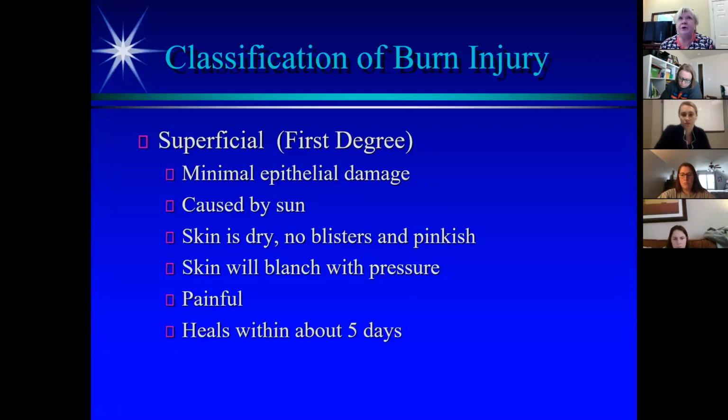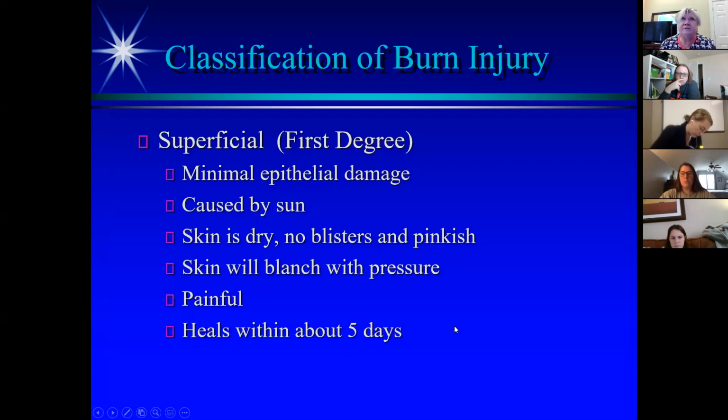A superficial burn is, again, just the top layer of the skin. The most common one you're used to seeing is a sunburn. There's very minimal damage. There are no blisters. It's very pink. It's very dry in nature. You push on it and it will turn white, and then as soon as you let it go, it will turn back to pink in color. It is very painful, and it lasts about 5 days, and then it will go away.